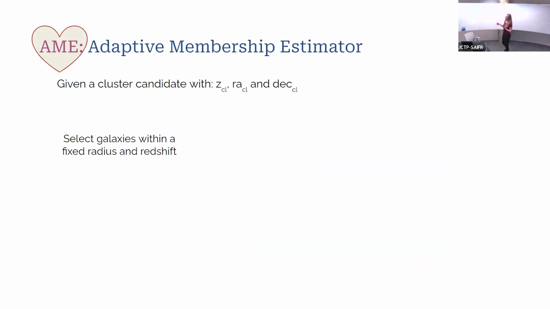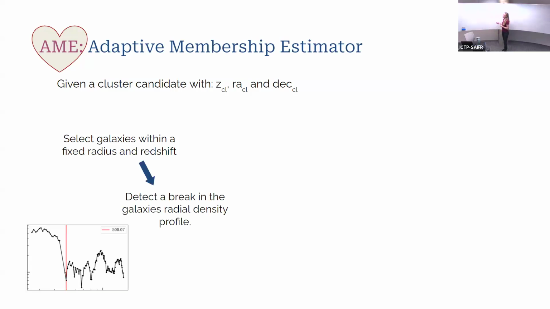We can use it on any catalog, actually, which has the central coordinates of the cluster, the redshift, and also the same information for the galaxies and also the PDFs. So it's quite agnostic. We just need this information. First we select all the galaxies within a fixed radius and redshift, creating a cylinder. Here we are just throwing away everything that we know will not be connected to the cluster center to reduce the computational cost.